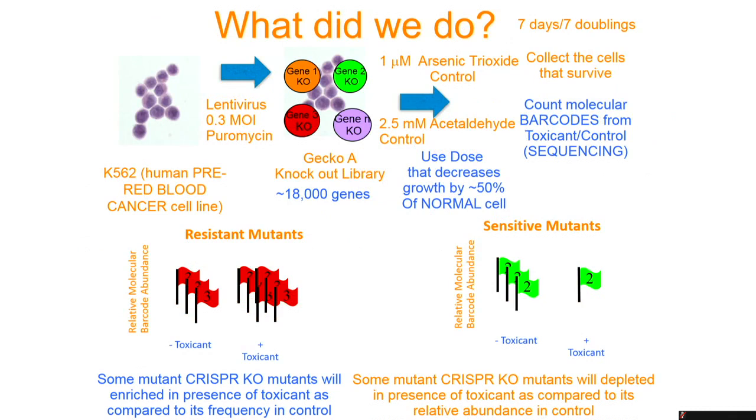So how did we do this? Well, we use what is now sort of a standard approach. You infect with lentivirus your libraries, and we used a GeCKO library, which is not a library from a gecko, but is the name of the library that was made and is available from Addgene. It had 18,000 genes. We exposed the cells to our toxicants at doses that lead to about a 50% decrease in growth. And we basically collect the cells that survive and count them. As I pointed out, the hope is that we would identify some resistant mutants that will be enriched in the presence of toxin, as well as sensitive mutants.